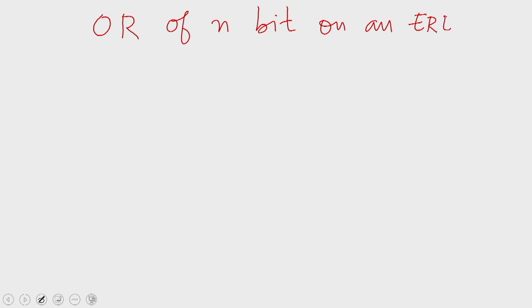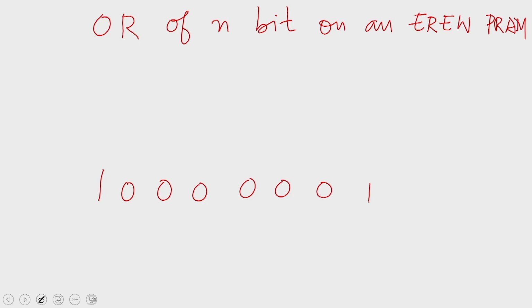Another problem that we can study at this stage is that of finding the OR of n bits on an ER-EWP RAM. Let us say we are given an array of bits and we want to find the OR of them. We can divide the bits into odd-even pairs. We consider the first bit and the second bit together. They form the first odd-even pair. Then these form the second odd-even pair. This will form the third odd-even pair. This will form the fourth odd-even pair.